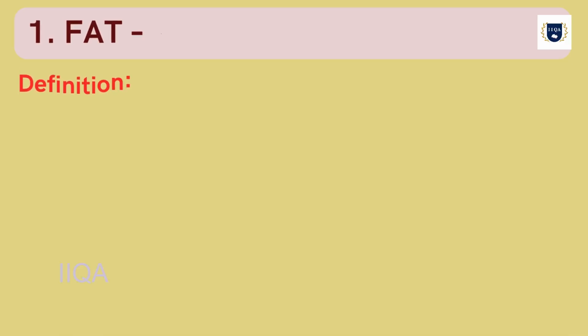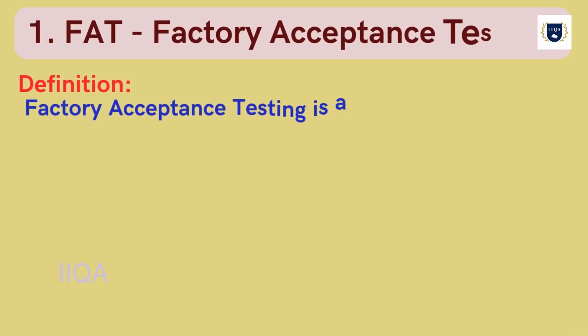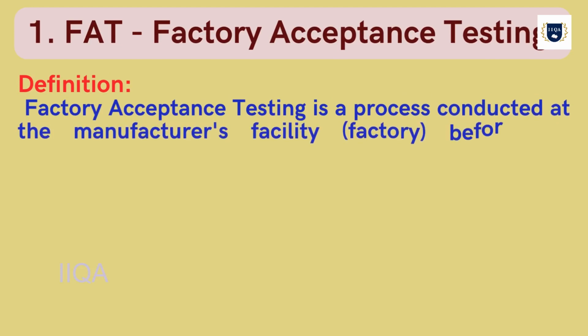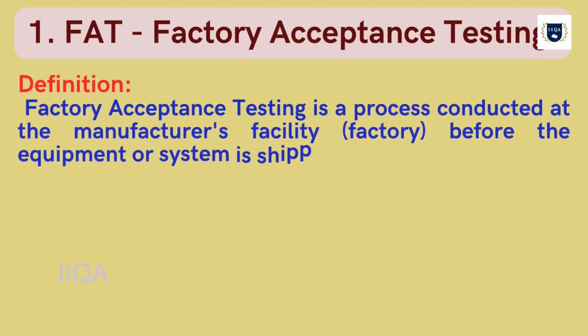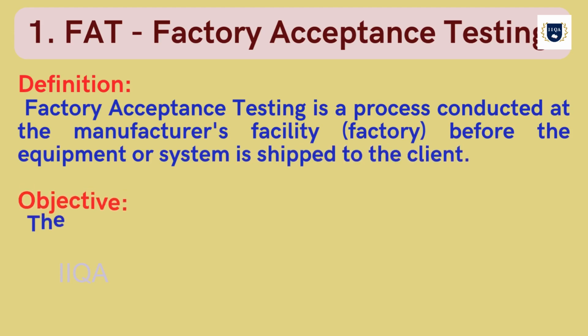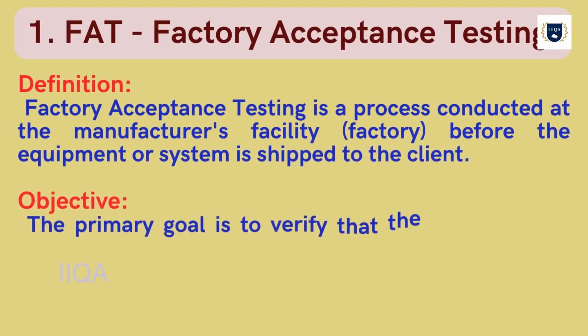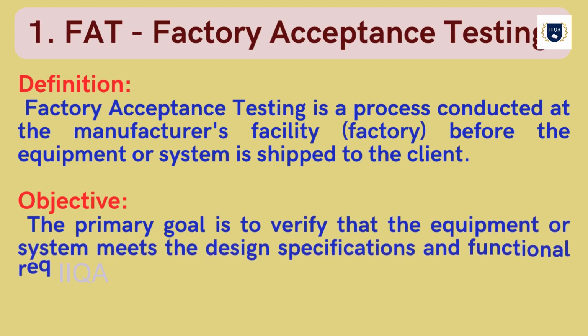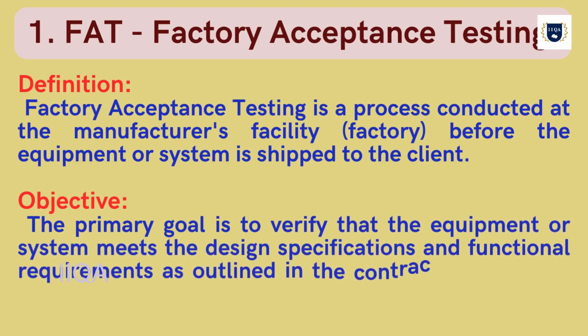Definition. Factory acceptance testing is a process conducted at the manufacturer's facility, factory, before the equipment or system is shipped to the client. Objective. The primary goal is to verify that the equipment or system meets the design specifications and functional requirements as outlined in the contract or purchase order.